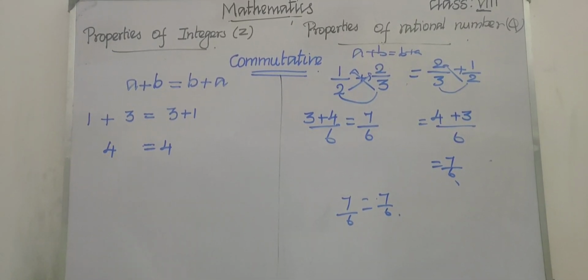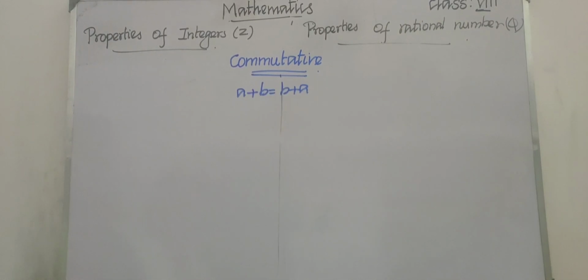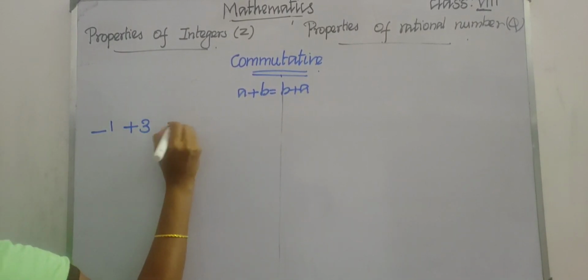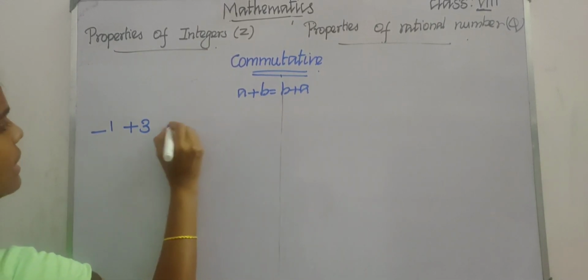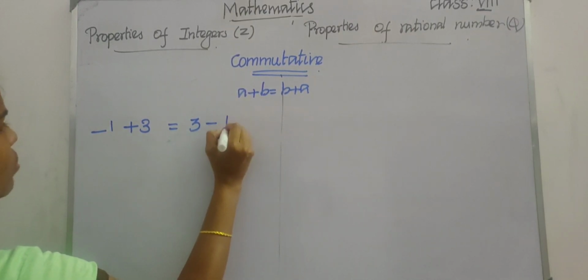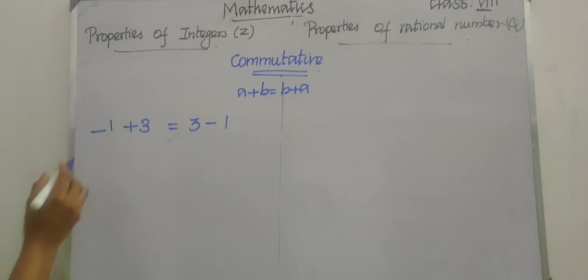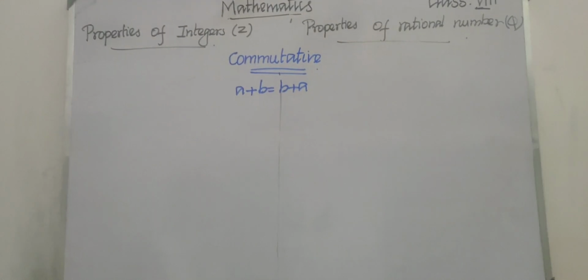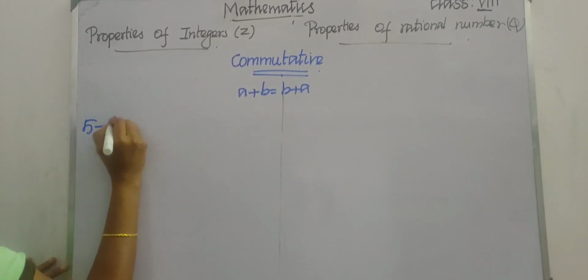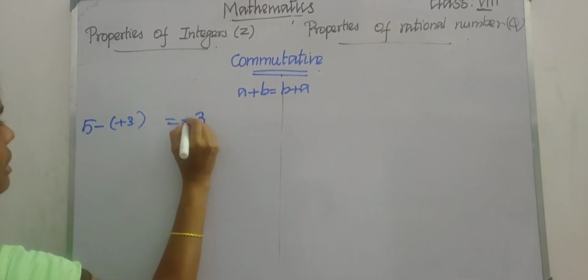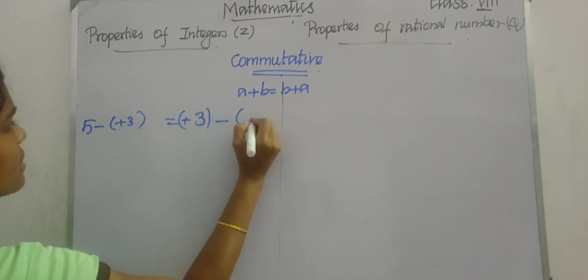Okay children, so let us see about subtraction. See children, if you are subtracting any two integers, say 5 minus 3, let us check whether it is equal or not, with 3 minus 5.